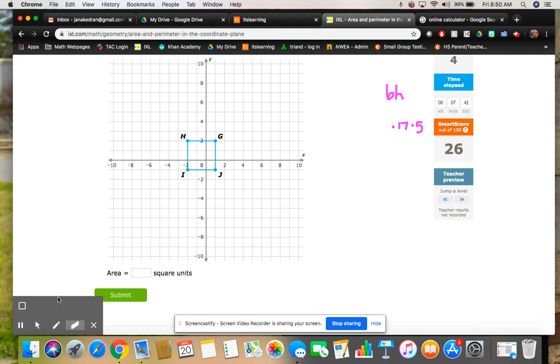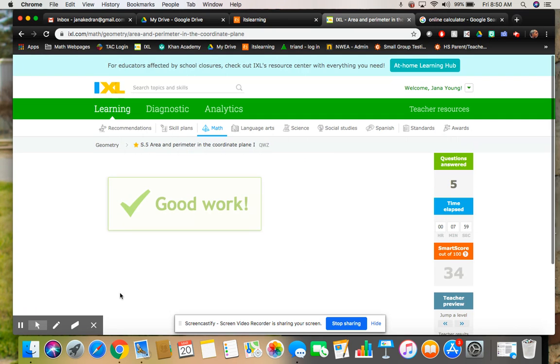Area of a rectangular figure, or in this case a square figure, is just base times height. So 3 times 3 is 9, or I could just say 1, 2, 3, 4, 5, 6, 7, 8, 9. 9 blocks.